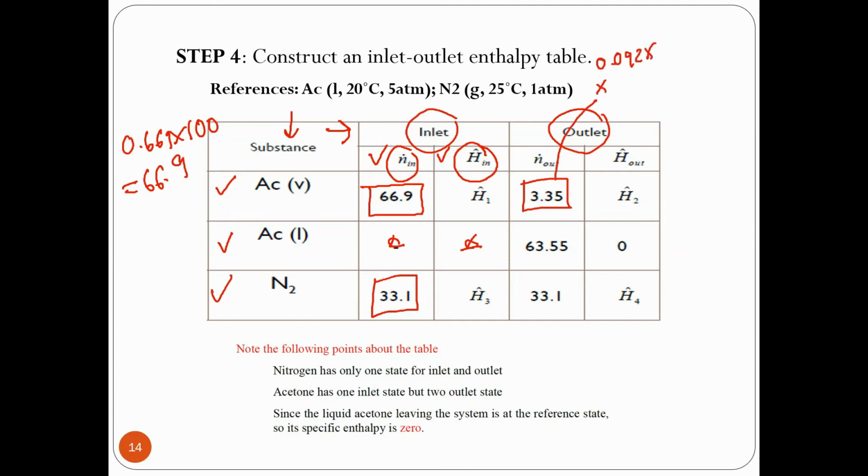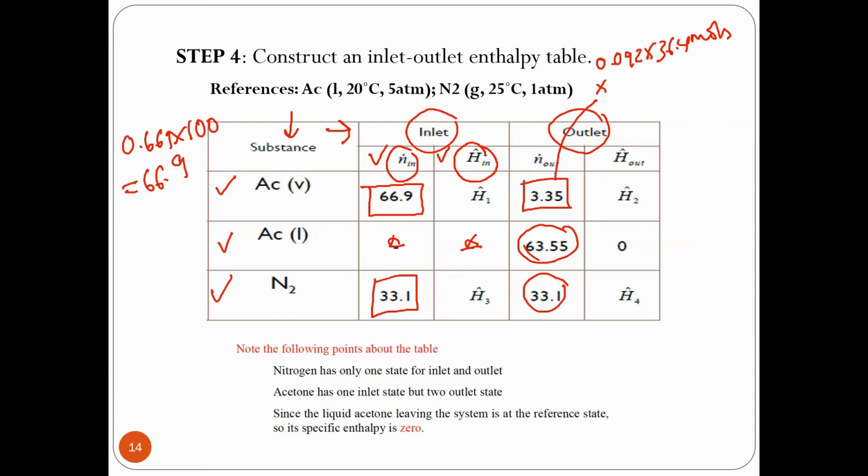0.092 times the 36.4 mole per second. So here you're going to have 63.55 as the overall mole rate, and then this is 33.1. So for each inlet, for each mole rate, you're going to have a specific enthalpy point for each stream.